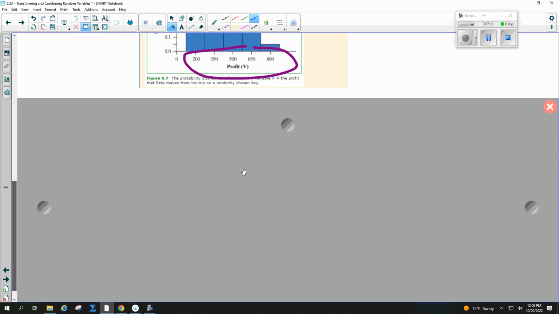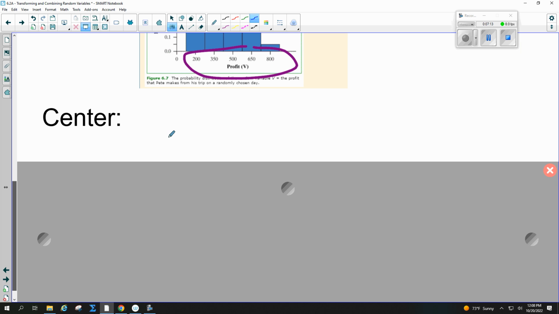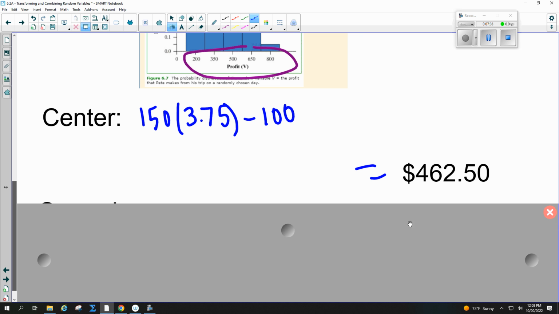We know our first mean was 3.75. That's the average number of passengers Pete has. Then we know that it costs 150 per passenger, so this is how much money he collects. And then we need to subtract the $100. So we got 562.50, and now we're going to get 462.50 when we subtract out the cost to Pete to pay for the permit and the ferry pass. So yes, we can subtract from the center. Oh, and my notation, this should say mu V, because they used V for profit. So this is how much profit Pete makes on any given day.